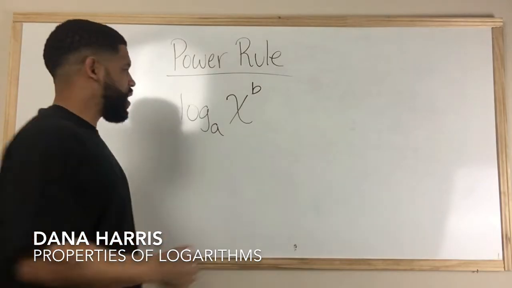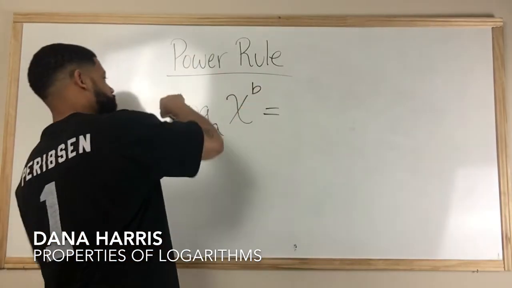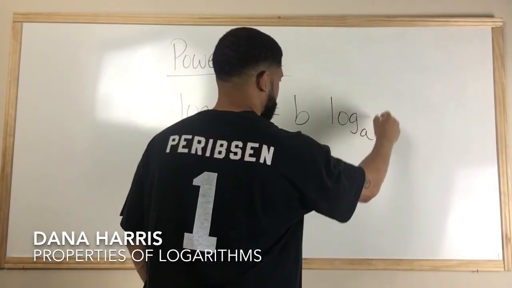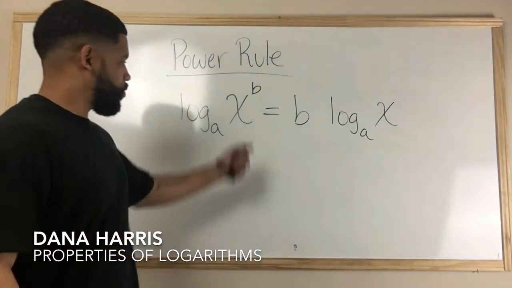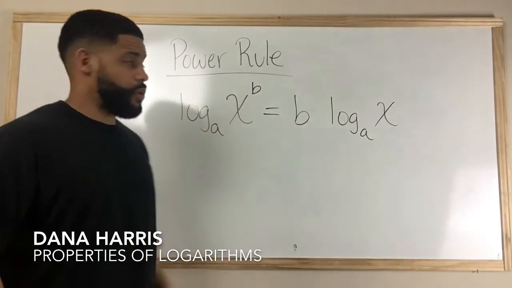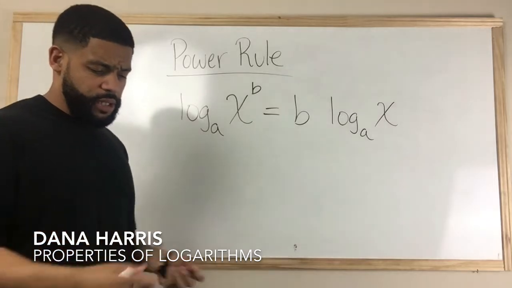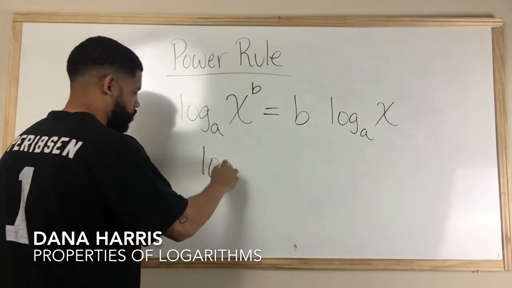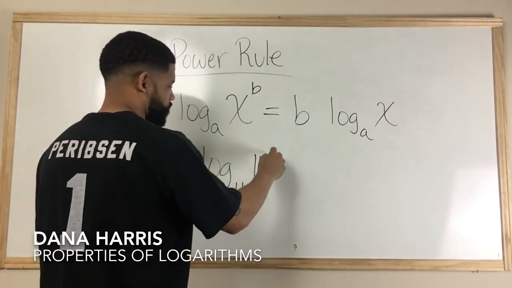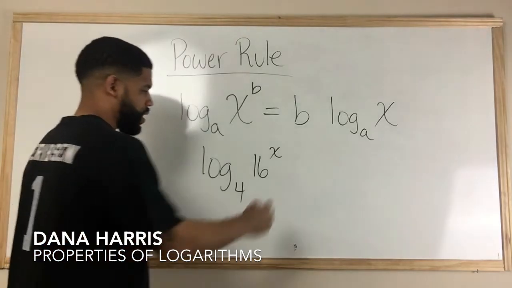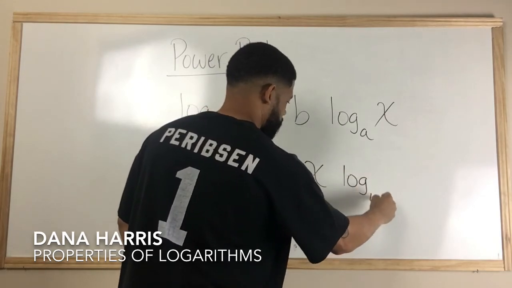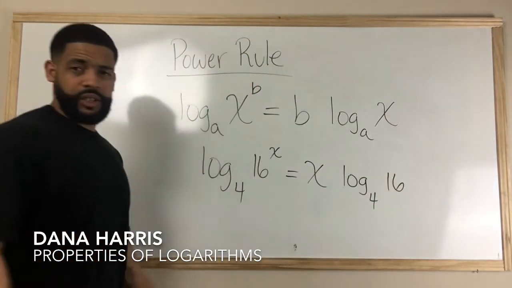And I want to say x to the b power, okay? Well, I can expand that by, I want to take this exponent to the front. So I'm just going to loop it around the front. So I have b times the log base A of x. So whenever you have an exponent here, we're going to move that exponent to the front of the logarithm, okay? And that's how you expand that. So let me give you an example of that. Let's say if I have the log base 4 of 16 to the x power. Then I can expand that by taking the x to the front. So I'll say x times the log base 4 of 16.